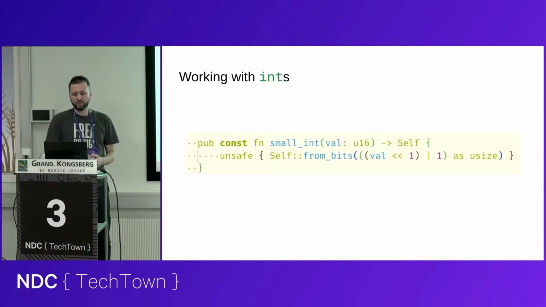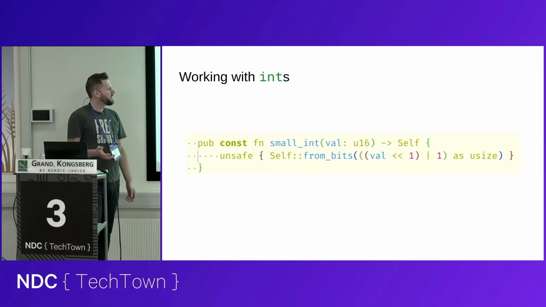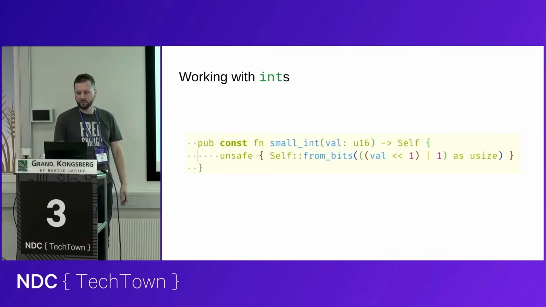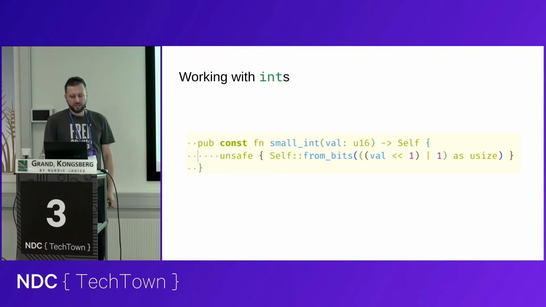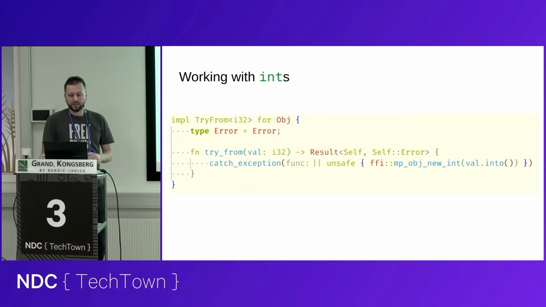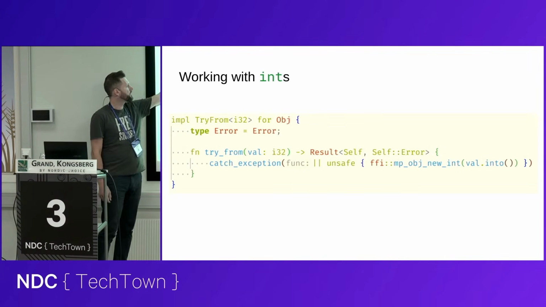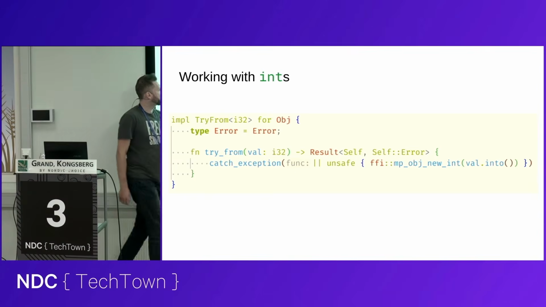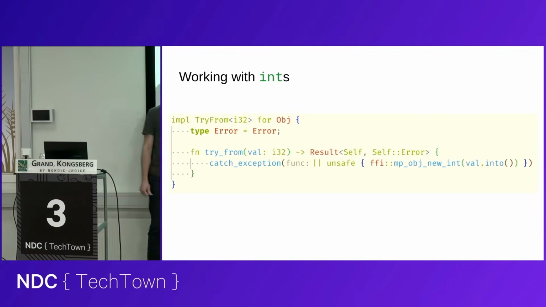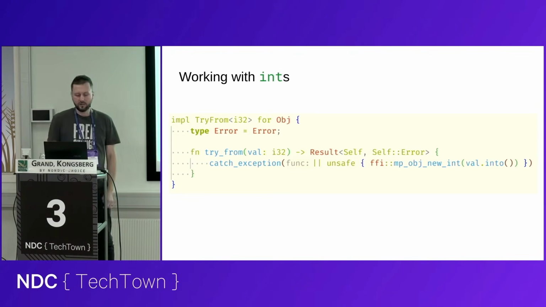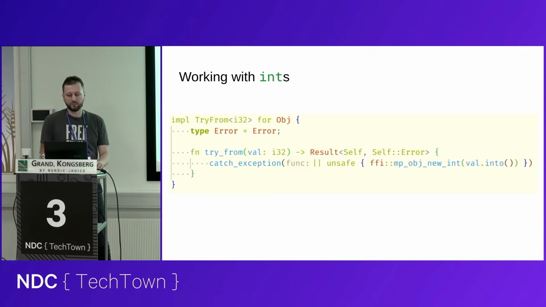Creating a Python int from a Rust int is also straightforward. For small ints, we just create them directly. Remember how I talked about pointer tagging. So this is how I set a 16-bit value that always fits into 32 bits. If it's bigger, I have to do something a little more complicated, that is calling into the C API. Again, I'm implementing TryFrom for object and calling the function mp_obj_new_int, which may or may not allocate. So that's a reason that an exception could be raised here. So we're catching it, but there's not much more to it.